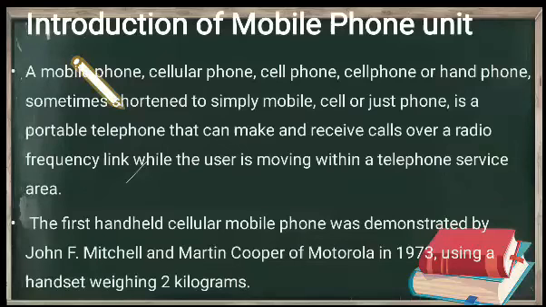The mobile phone is also called a cell phone, hand phone, or simply mobile, or just cell. It's a portable telephone that can make and receive calls over a radio frequency link while the user is moving within a telephone service. The first cellular mobile phone was demonstrated by John F. Mitchell and Martin Cooper of Motorola in 1973, using a handset weighing 2 kilograms. Nowadays the weight is in terms of grams; it is much reduced and the size is also very reduced.